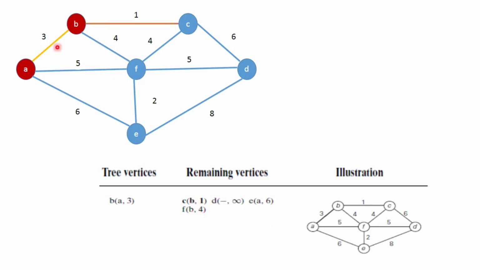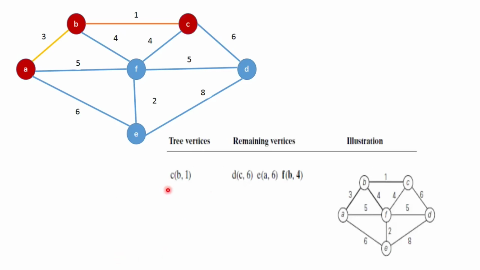Next, we can see here I have selected the B to C edge because out of the remaining vertices, C gives the minimum edge distance. So this is also darkened. You can see here in the illustration this line is darkened. So among these, which vertex do we have to choose? The C vertex we have to add into the tree vertices. So I have added C into the tree vertices.